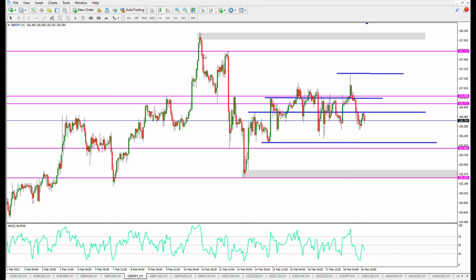I already drew the structures and all the support and resistance. So now I'll just be going through GJ. On GJ you can see that this is the trend from the high.